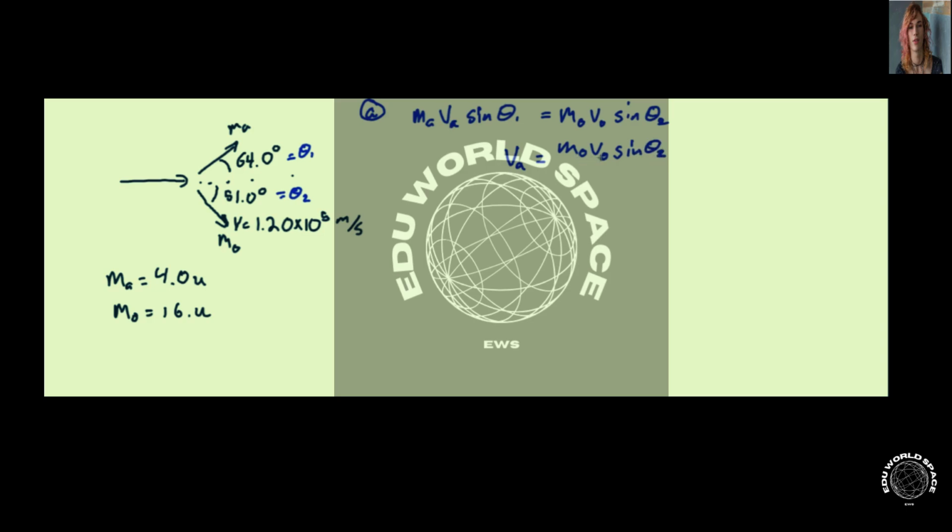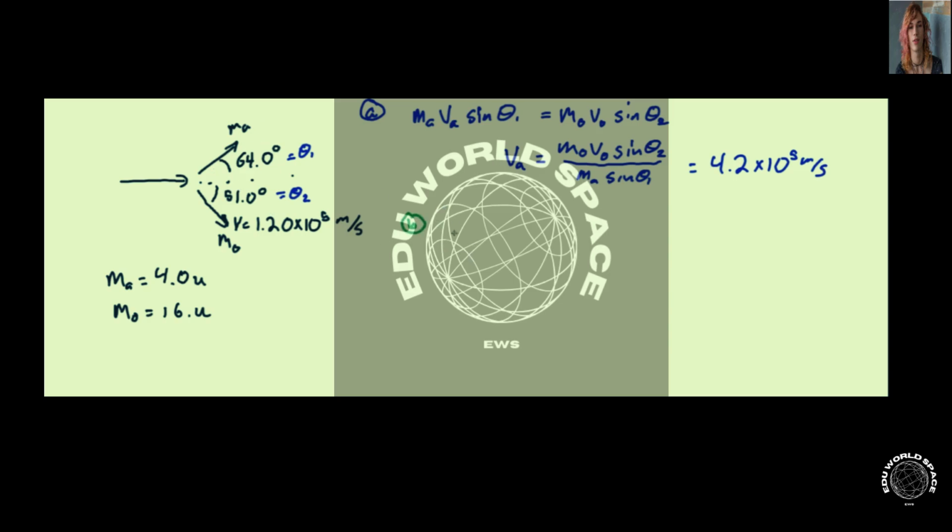So if we solve this for VA, we get mass of oxygen times velocity of oxygen times sine of theta 2, all over mass of alpha particle times the sine of theta 1. If you plug in all your numbers for that, you should get a value of 4.2 times 10 to the fifth meters per second. So it's traveling at 4.2 times 10 to the fifth meters per second at an angle of 64 degrees.